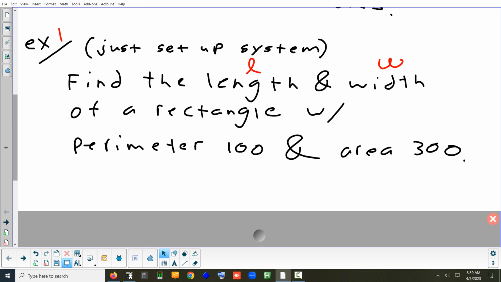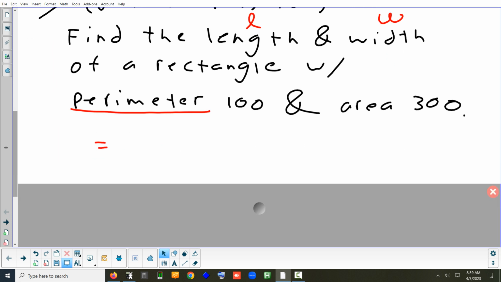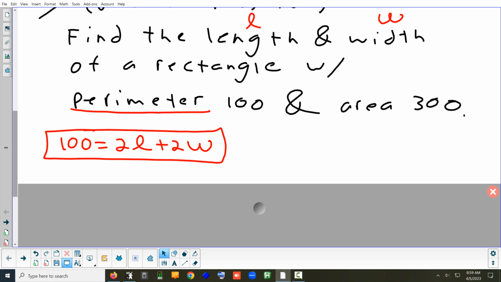Okay, let's start with the perimeter. Can someone tell me what is the formula for the perimeter of a rectangle? Yep. 2L plus 2W. So 2L plus 2W is the perimeter. And what do we know the perimeter is? Yeah. We know it's 100. Okay, so there's one equation.